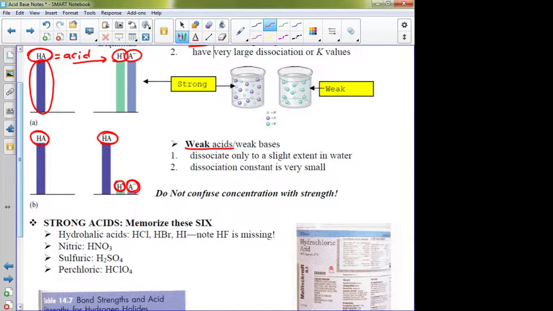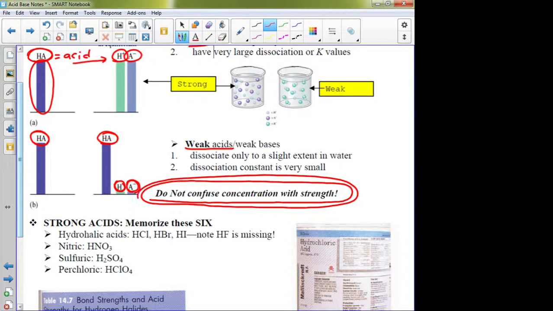So again, do not confuse concentration with strength. A lemon is definitely more of a concentrated acid than an orange is. But if we pretended the peeling was hydrogen ions, then the lemon would be considered the weak acid and the orange would be considered the strong acid.